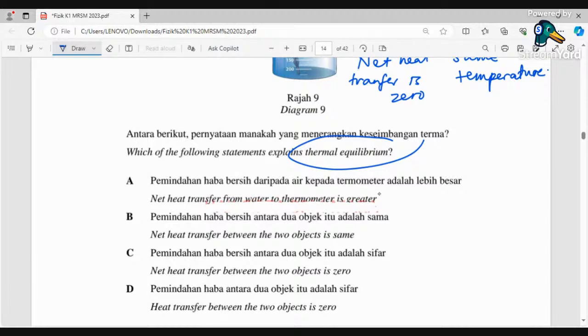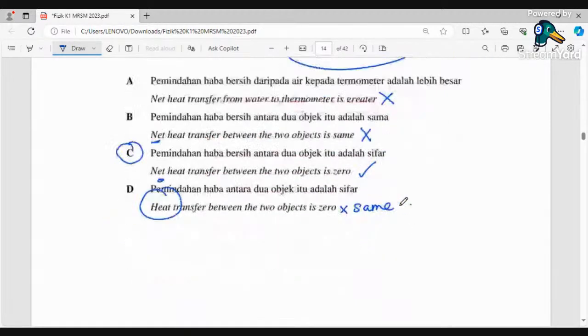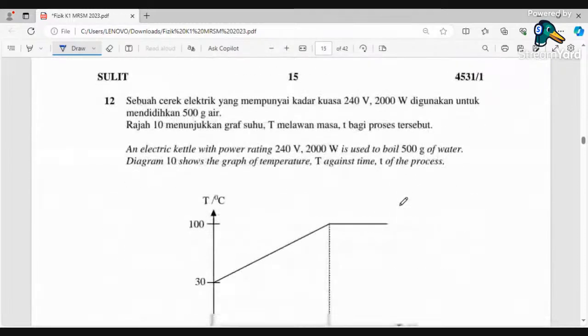Net heat transfer greater. Net heat transfer same. Sebab ada perkataan net. Net heat transfer 0. Heat transfer 0. Salah. Sebab ini bukan net. Ini should be same heat transfer. Okay. So jawapan ialah C. Jadi baca soalan dengan hati-hati ya. Pilih jawapan yang tepat.